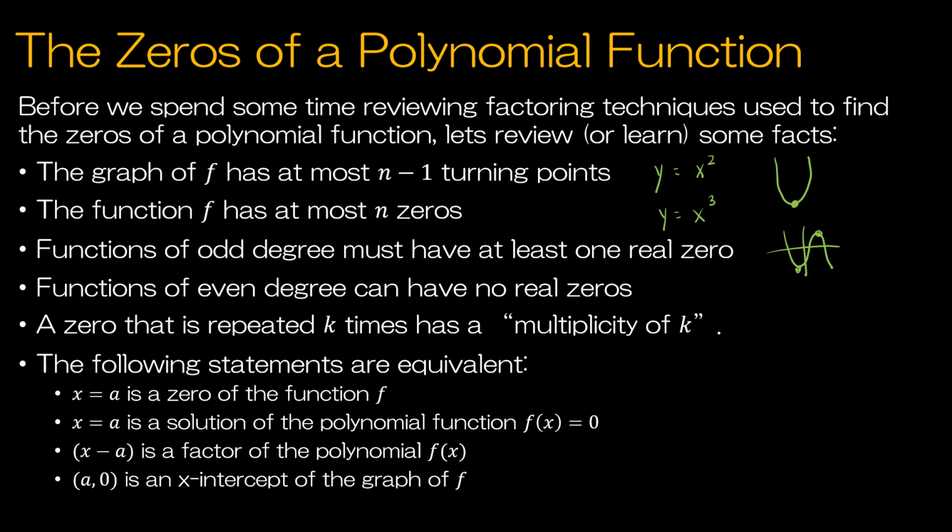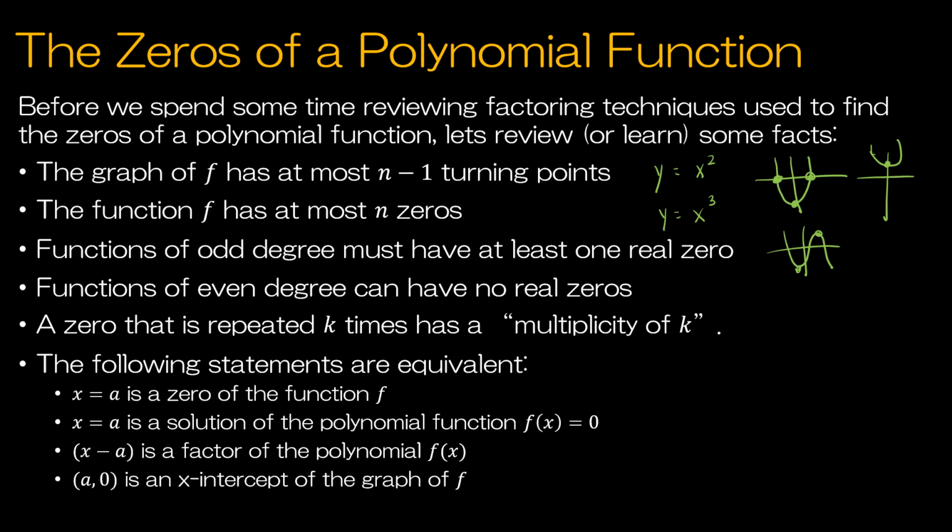A function f has at most n zeros. So if I'm dealing with a quadratic function, look, I can have 1, 2 zeros, or I can have no zeros because it doesn't cross the x-axis at all and would be imaginary values.